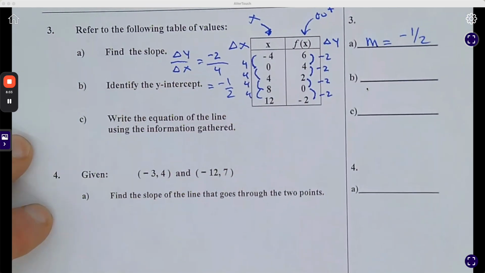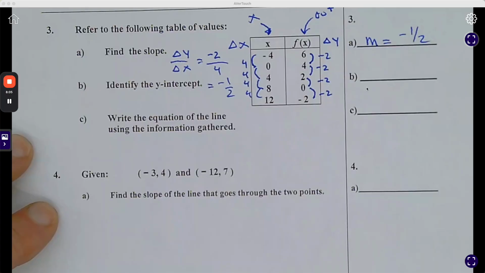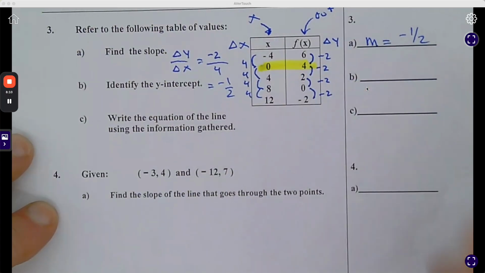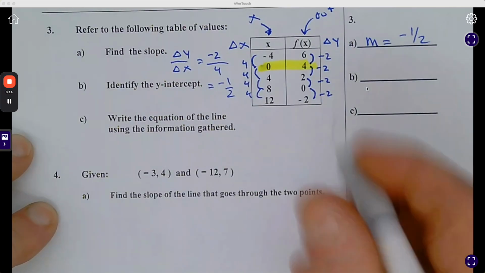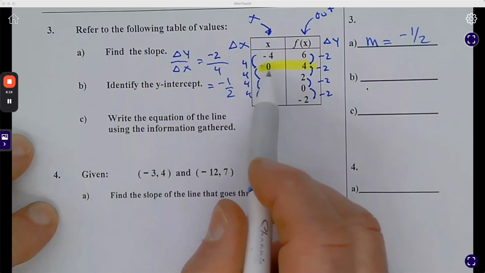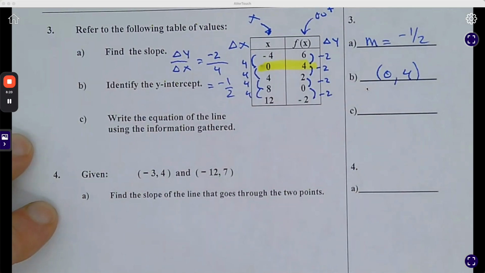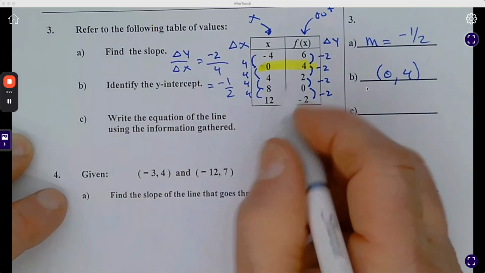Okay, let's keep going. The y-intercept. Well, what do I know about the y-intercept? I know that the x value must be 0. So that has to be my y-intercept. Out of all these ordered pairs, that's the only one that has an x value of 0. Now let's write that function.